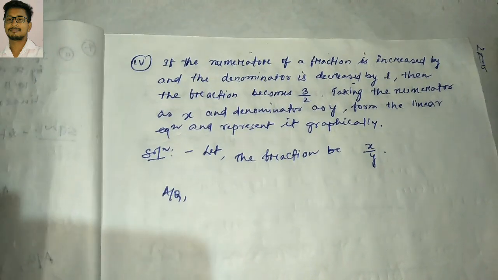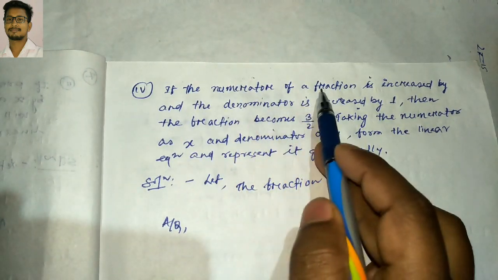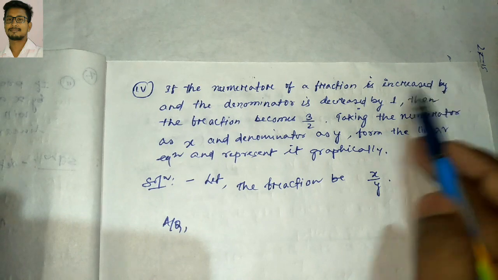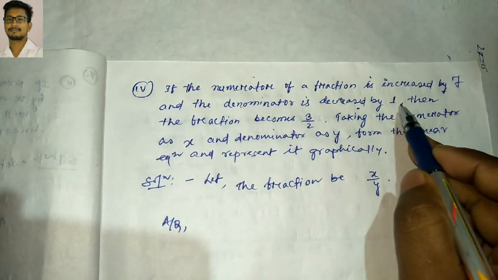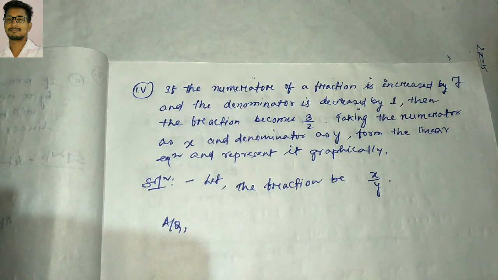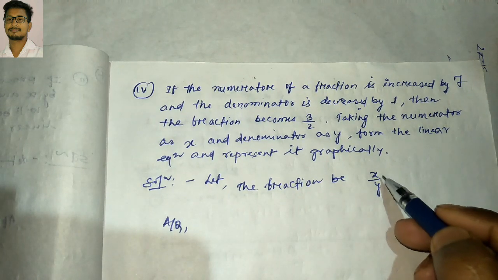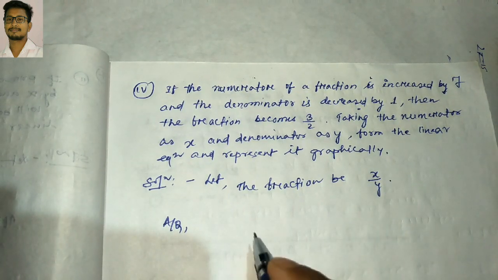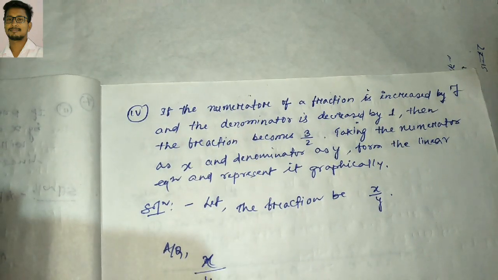Now question number Roman 4, that is question number 7 only. See the question: if the numerator of a fraction is increased by 7 and the denominator decreased by 1, then the fraction becomes 3 by 2. Taking the numerator as x and the denominator as y, we have to form a linear equation and the graph also. Clear? So let the fraction be x by y, as they have given the numerator x and the denominator y.